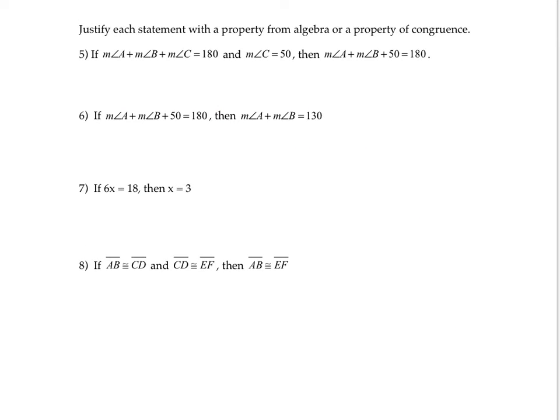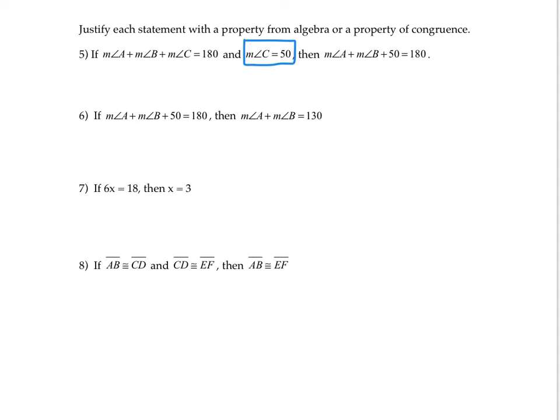In questions 5 through 8, we're asked to justify each statement with a property from algebra or a property of congruence. So number 5 says that if the measure of angle A plus the measure of angle B plus the measure of angle C equals 180, and the measure of angle C is equal to 50, then the measure of angle A plus the measure of angle B plus 50 degrees is equal to 180.